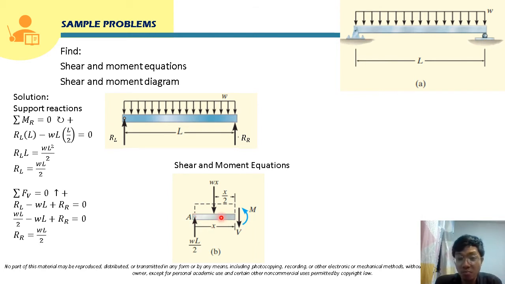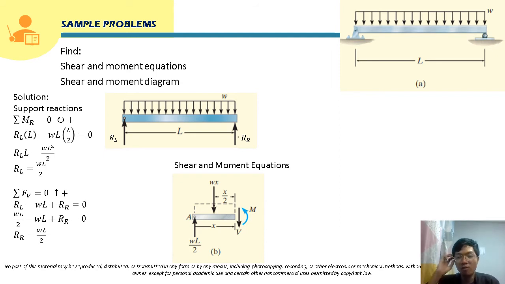So that will just be base times height, or W times X. So this will be its equivalent point load. Class, this equivalent point load will be applied at the center. So this will be x over 2, either from the right or from the left. So this is also x over 2 from the left.